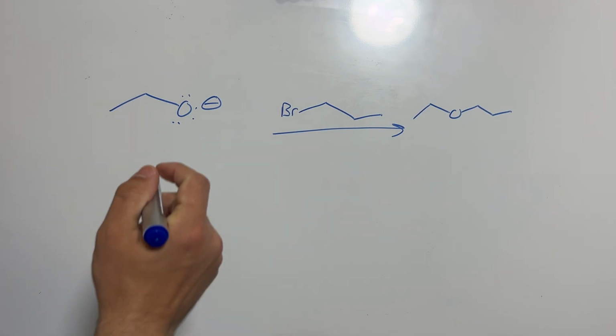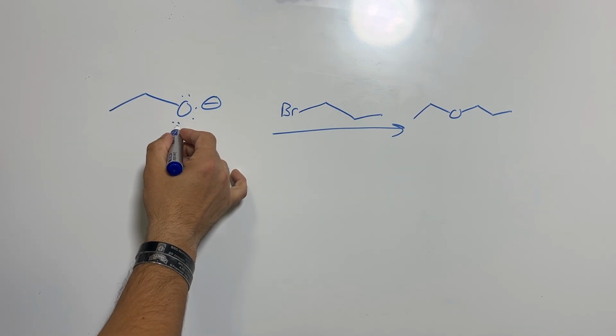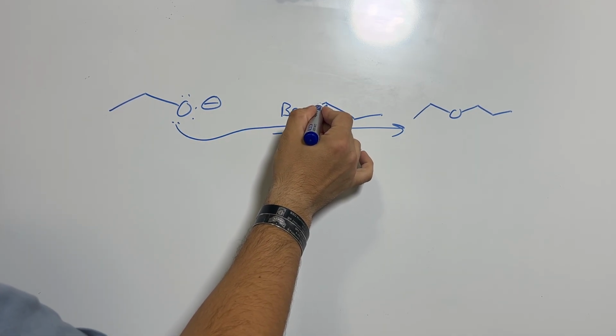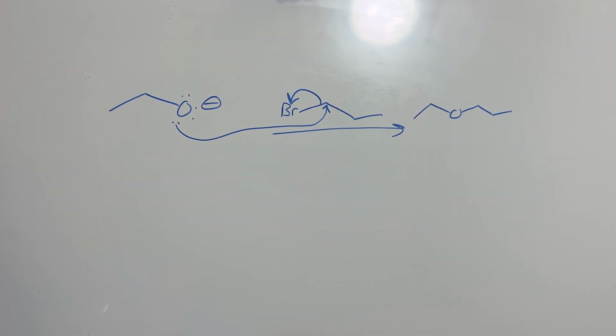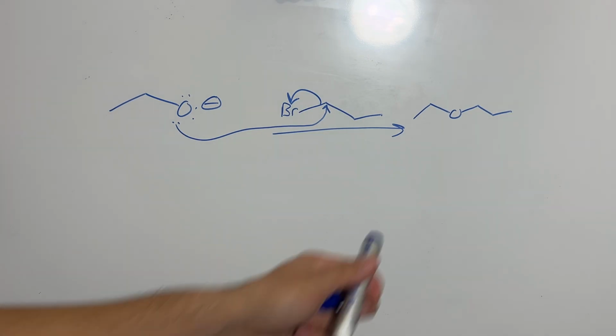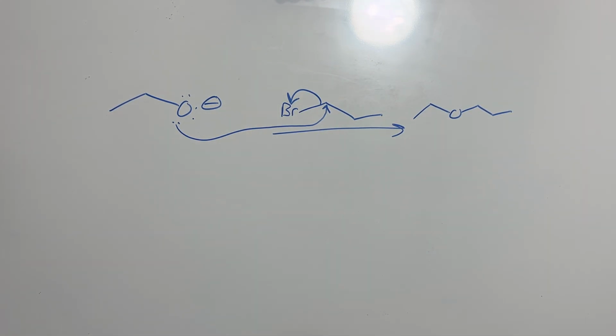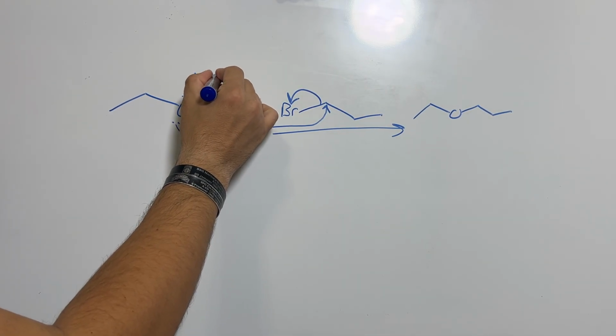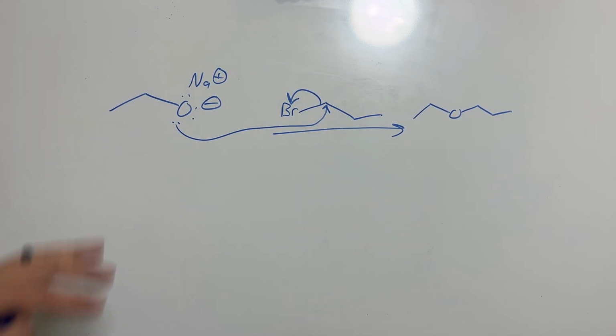lot of the literature. What's going to happen simply is we come in, we attack that carbon nucleophilically and kick off our bromine. And now we have our ether. Now in reality, there is likely some sort of counter ion with it, so it's maybe a sodium methoxide. Or what you can do is create this in situ.